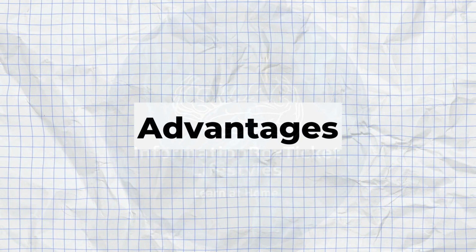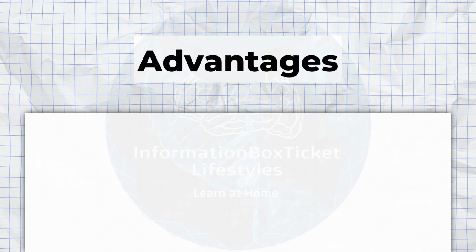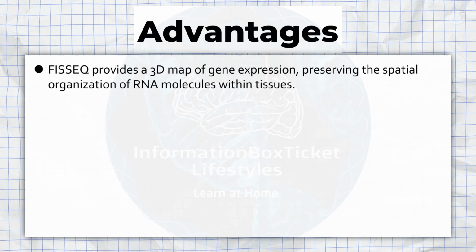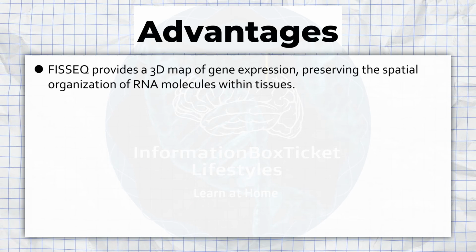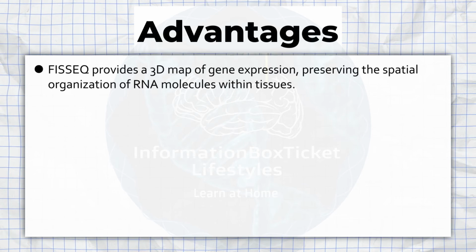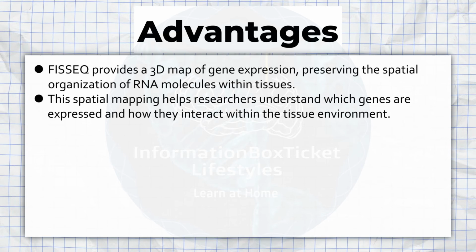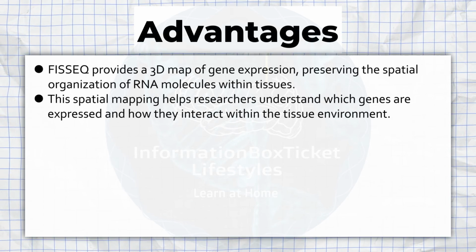Advantages of fluorescent in situ sequencing. Fluorescent in situ sequencing provides a three-dimensional map of gene expression, preserving the spatial organization of RNA molecules within tissues. This spatial mapping helps researchers understand which genes are expressed and how they interact within the tissue environment.